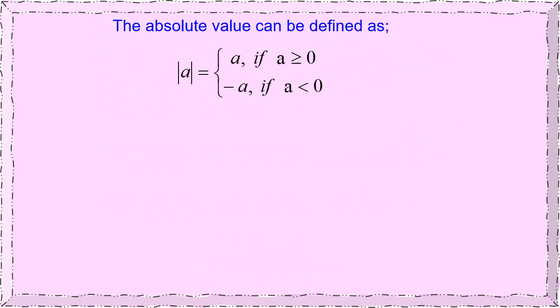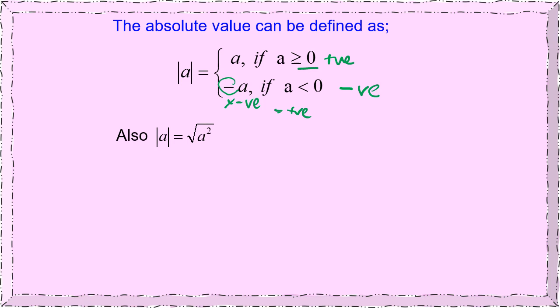One is to the right side, another one to the left-hand side. The absolute value can be defined as: absolute A is equal to A if A is more than or equal to 0, which means it's a positive value, or negative A if A is less than 0, which is negative. So if A is negative, a negative value multiplied with a negative sign gives a positive value. That's why absolute value is always positive.